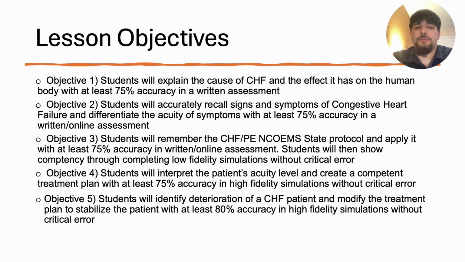Objective 4, students will interpret the patient's acuity level and create a competent treatment plan for at least 75% accuracy in high fidelity simulations without critical error. Then finally, objective 5, students will identify deterioration of a CHF patient and modify the treatment plan to stabilize the patient for at least 80% accuracy in high fidelity simulations without critical error.